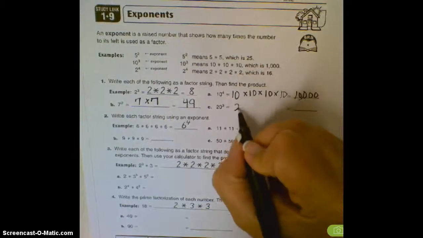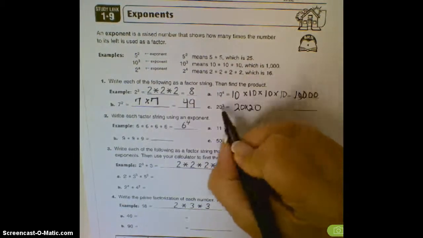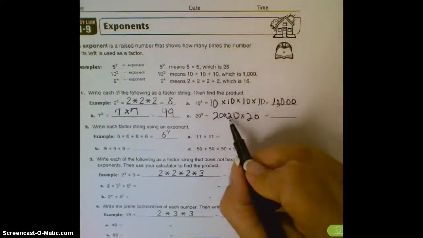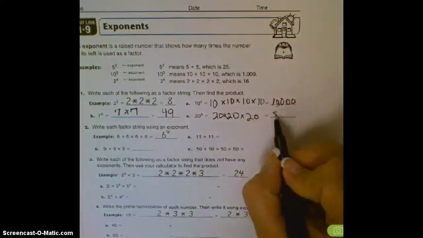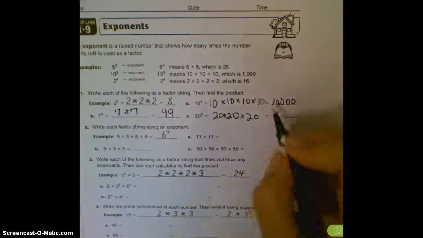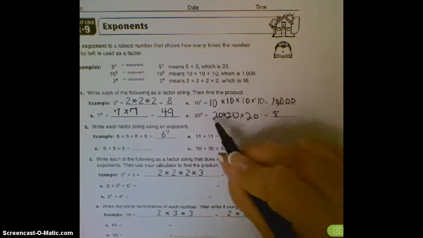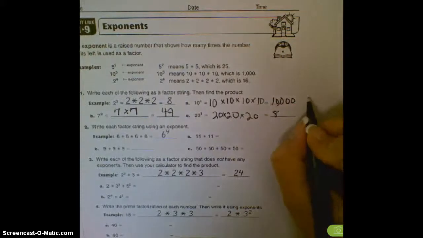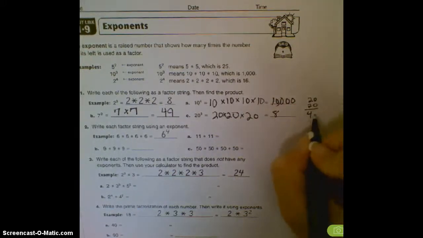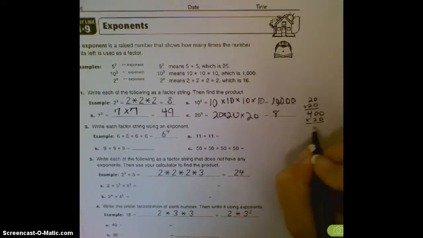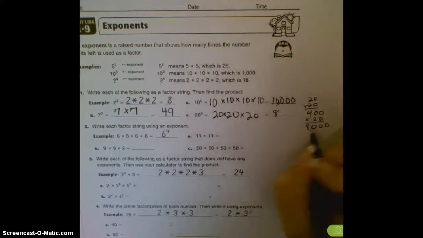This is 20 times 20, and then we get to do it another time, times 20. 20 times 20 is 400. 4 times 2 is 8. But we can just write it out if we need to. 2 times 2 is 4, plus 2 zeros is 400, times another 20. We know it's going to be 8 with 3 zeros behind it, so it should be 8,000 for an answer here.